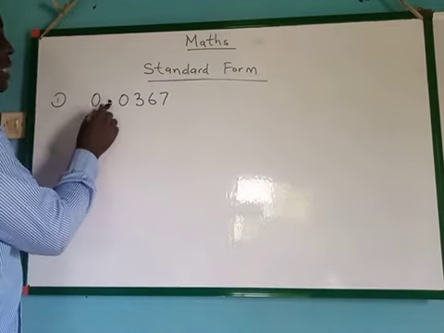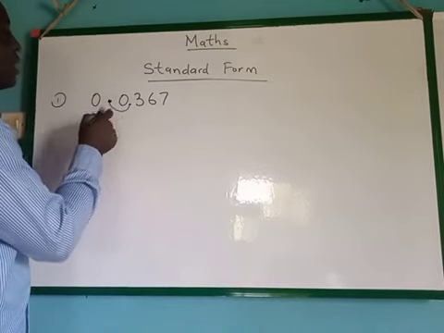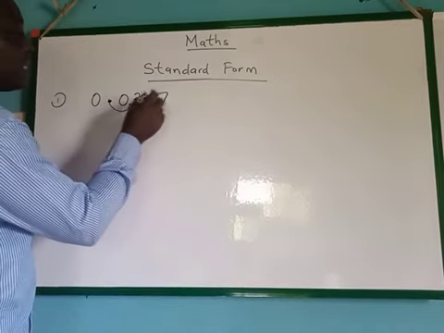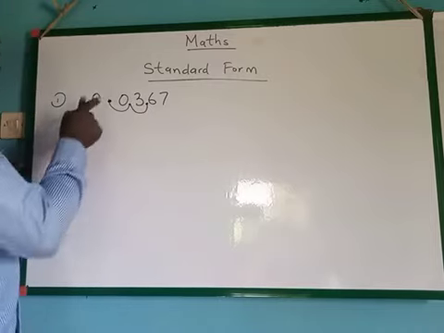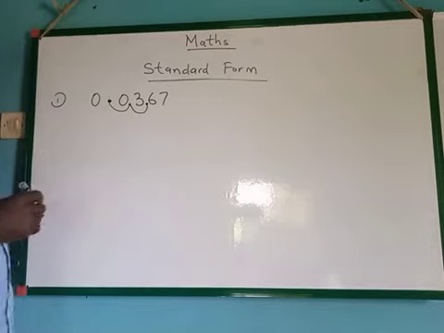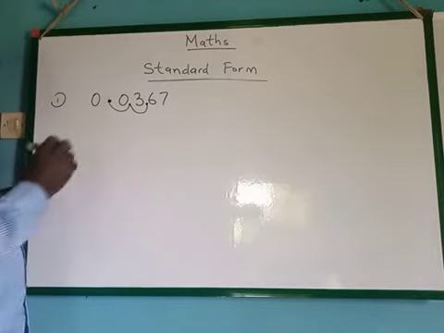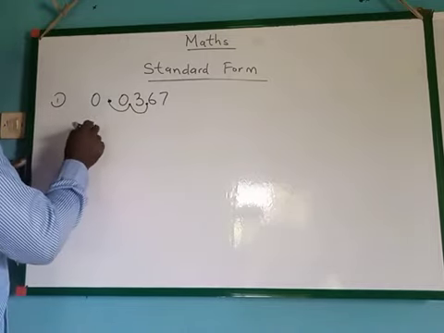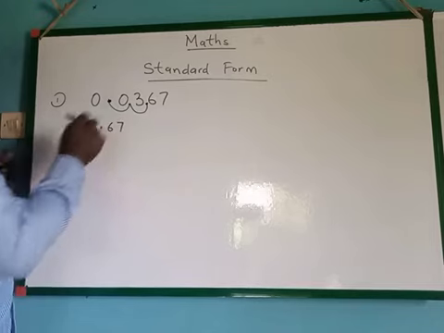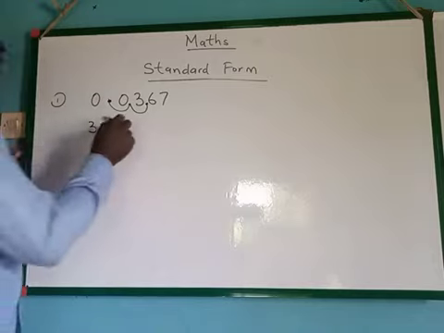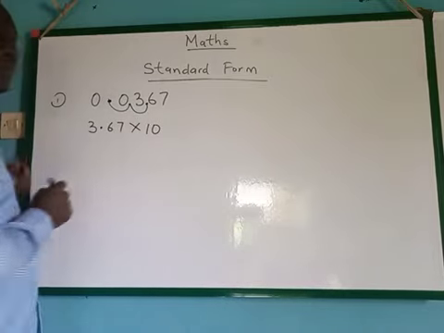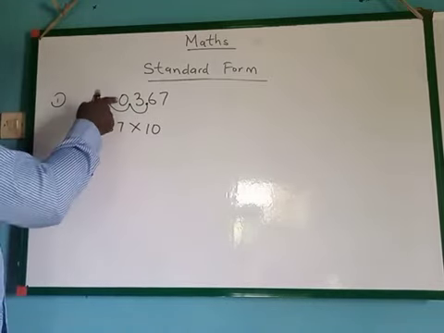We have the point here. If I move it to this place, it becomes 0.367. But if I move it further to this place, it becomes 3.67. So this place is the right position that I'm looking for. So the number will now become 3.67. But remember, I have moved this decimal point. It means that I have to multiply this by 10 so that I will get the original number.